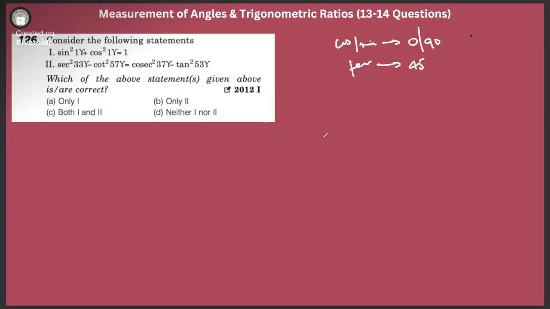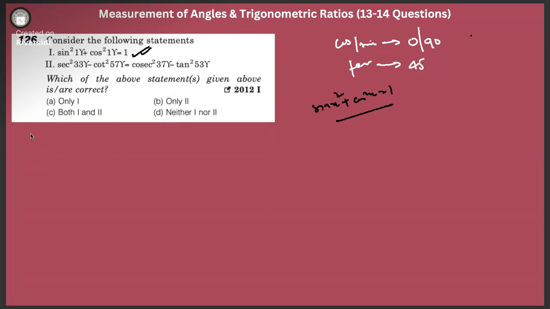So consider the following statement: sine square 1 degree plus cos square 1 degree is equal to 1. Is it correct? It's an identity, isn't it? Yes, sir. Sine square x plus cos square x is equal to 1. It's an identity. Yes, that's correct.